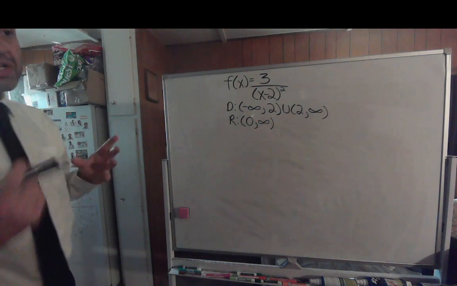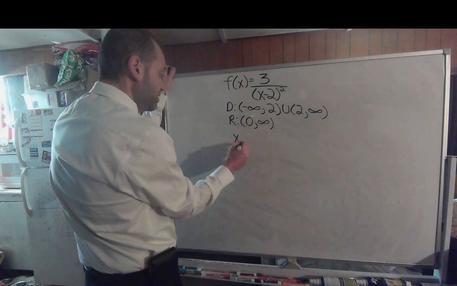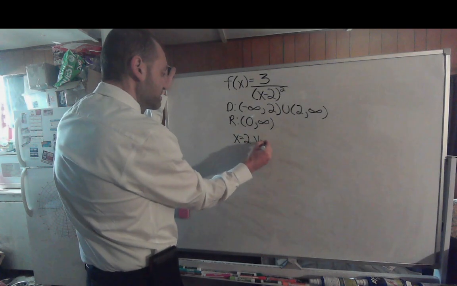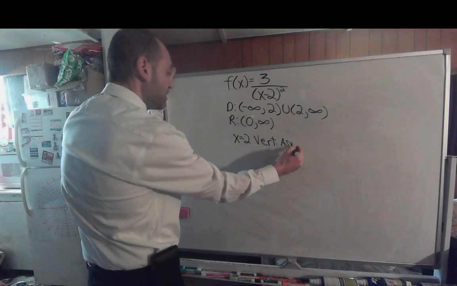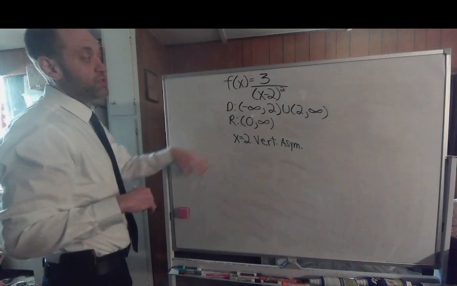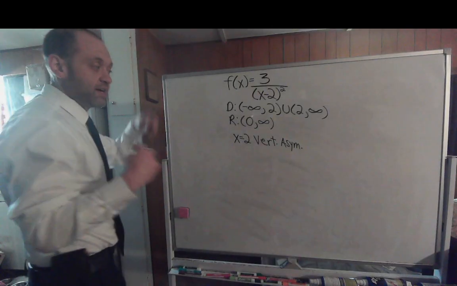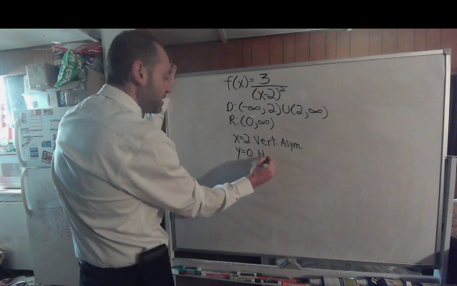All right, well, we still have vertical asymptotes. That's going to be when x equals 2. You would have a vertical asymptote. Now, what about the horizontal asymptote? The degree of the numerator is less than that of the denominator, so you'll have a horizontal asymptote at y equals 0.